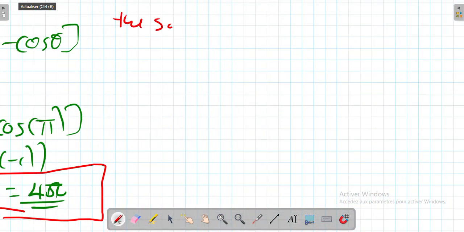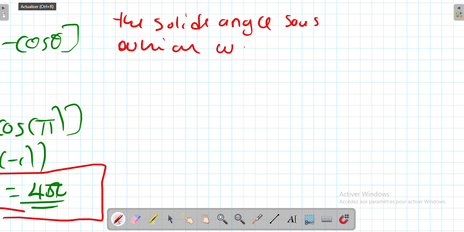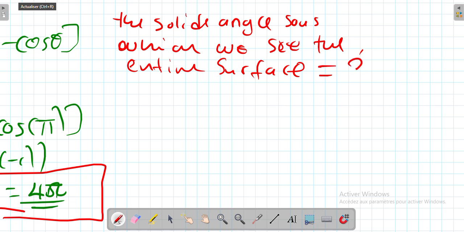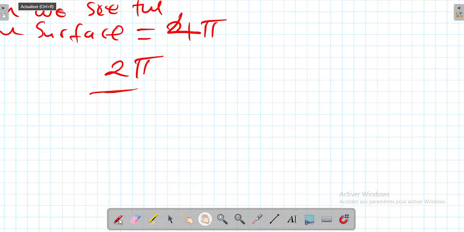The solid angle at which we see the entire surface is equal to 4 pi. Then half of the surface is 2 pi. We're not going to be using 2 pi a lot, but 4 pi. The other thing you just need to know is finding the elementary solid angle.